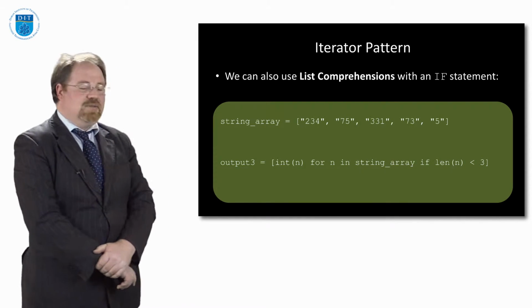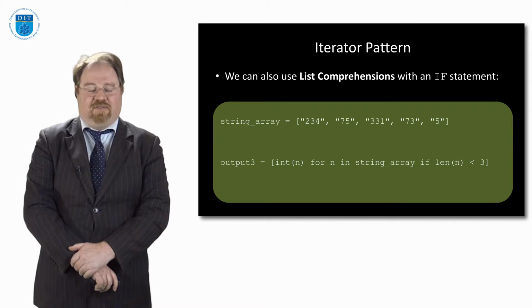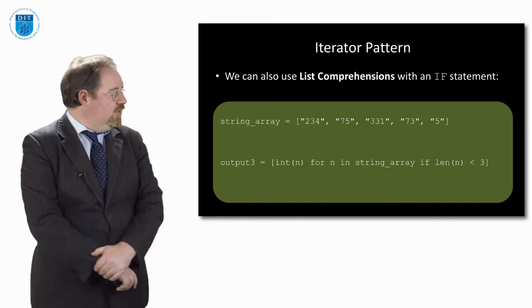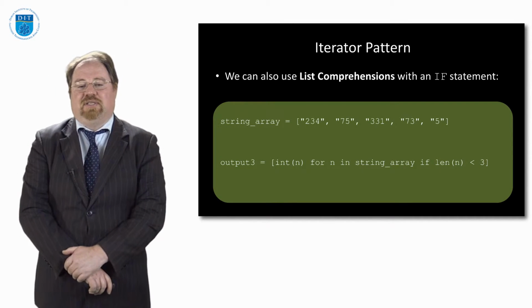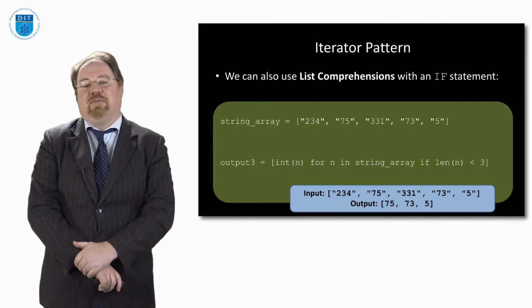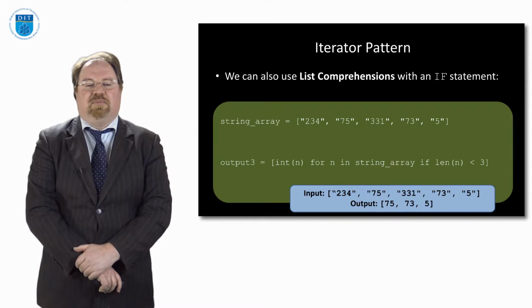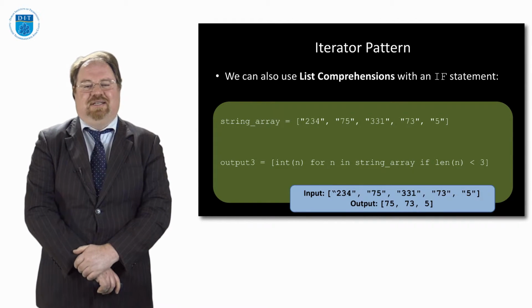So in our case, the string 234 is not less than 3, so that won't be converted. String 75 though is less than 3, so that will be. The string 331 is not less than 3, so that will not be converted. But the string 73 and the string 5 are less than, so they will be output. So you'll get an output array of numbers, but it's only the numbers that are less than 3 in length.